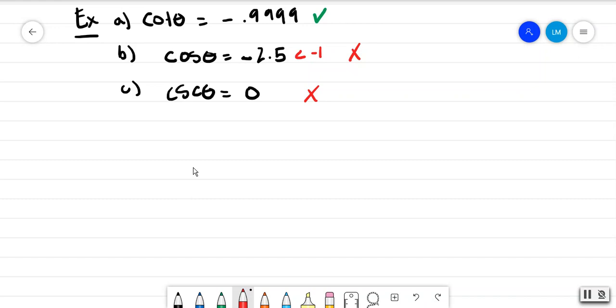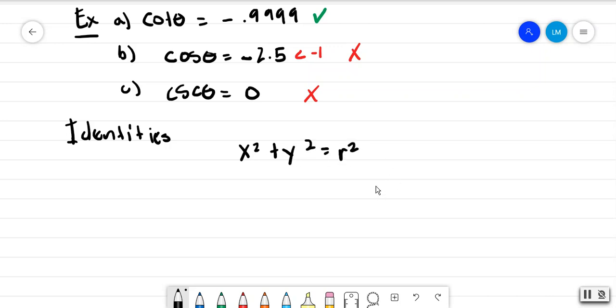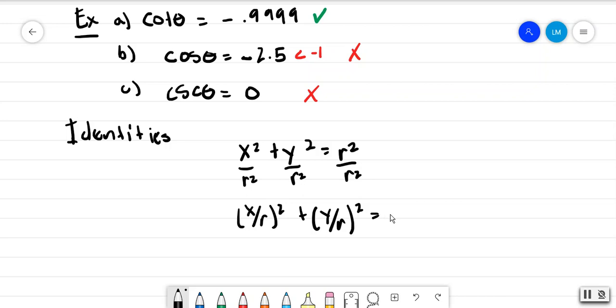Now, what I want to do is consider some identities as we conclude this section. We start with the most basic idea, x squared plus y squared equals r squared. Now, if I divide everything by r squared, this gives me x over r, squared, plus y over r, squared, and this is equal to 1.